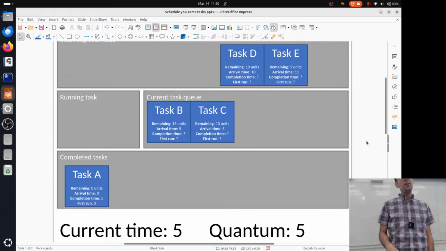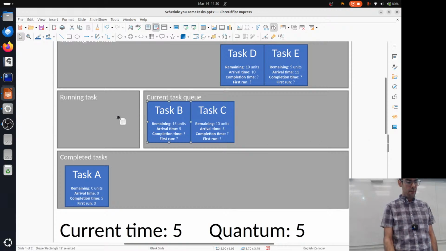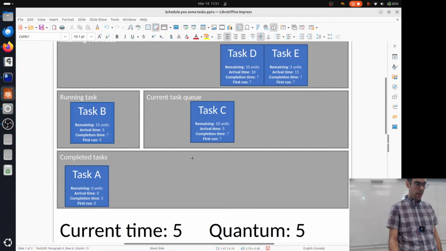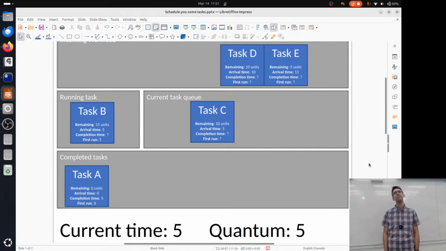There's nothing running on the CPU anymore, and so I'm going to take task B, which arrived first in this instance, and say that it is currently running, and that it starts to run at time 5. Does this match what we got? Okay, awesome.